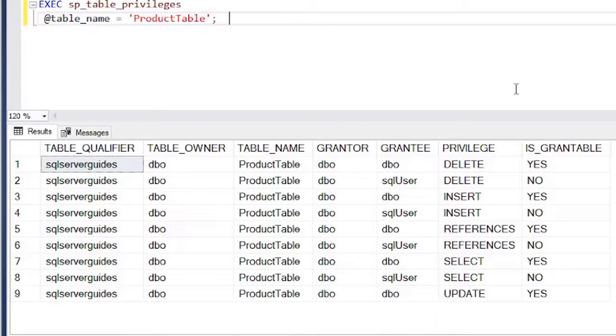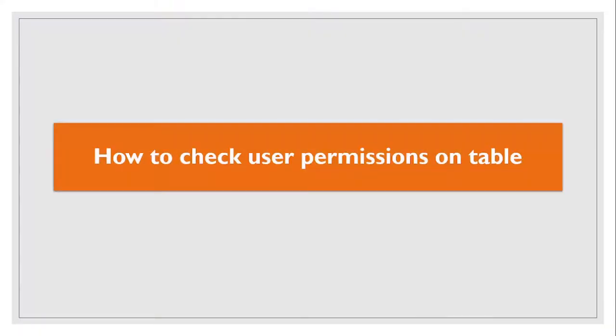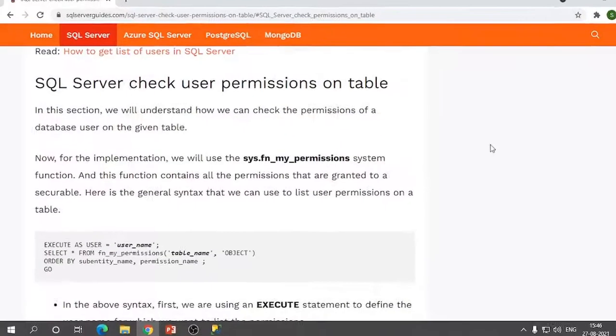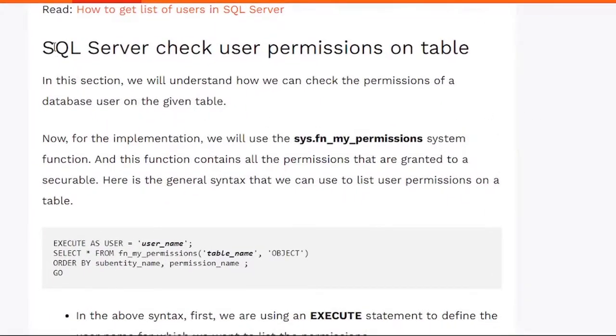Now let's move to the next topic. Our next topic is how we can check user permissions on a specific table. For this implementation again I will move back to the article, which is SQL Server check user permission on table. Now for this implementation we will use a system function in SQL Server, which is fn_my_permissions.